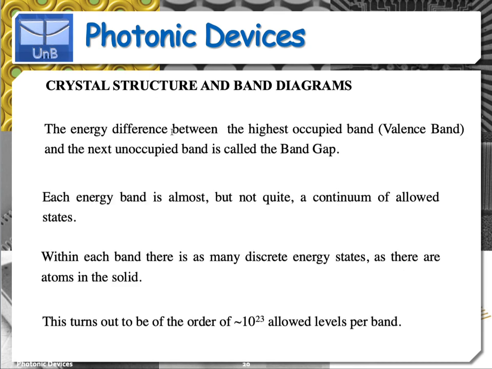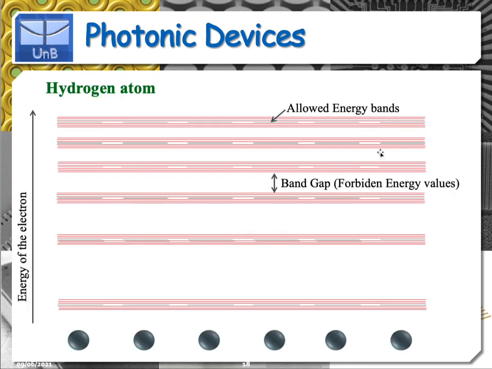Also, the energy difference between the highest occupied band, which is called the valence band, and the next unoccupied band is called the band gap. Okay, so going back to the figure, these are the forbidden energy values which are unavailable to the electrons, but the difference between the lowest energy value of this band and the highest energy value of this lower band is the actual band gap, which is going to be a quantity given in electron volts, which is a unit of energy. Okay, so the actual energy difference here is usually called the band gap.